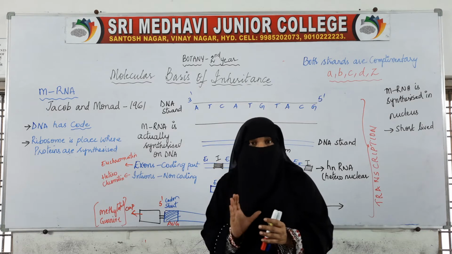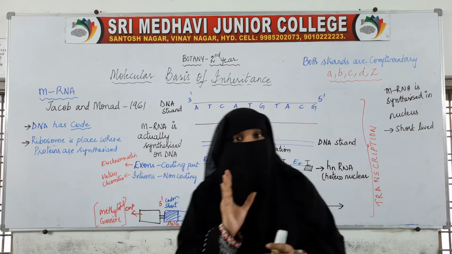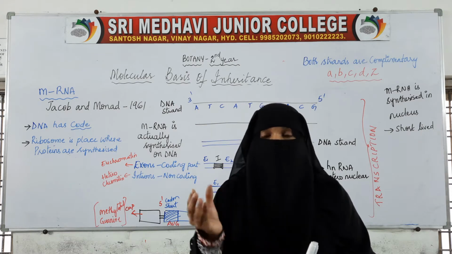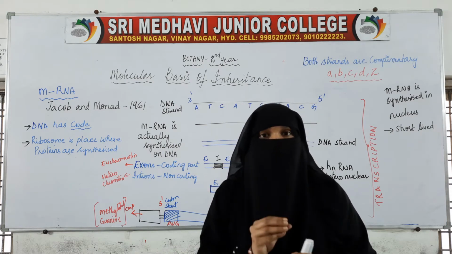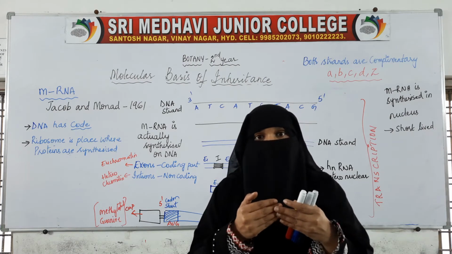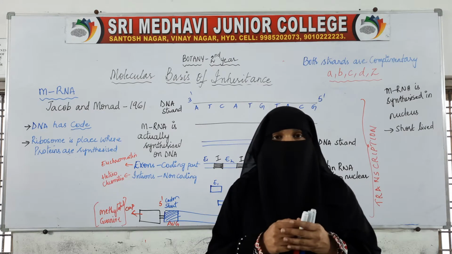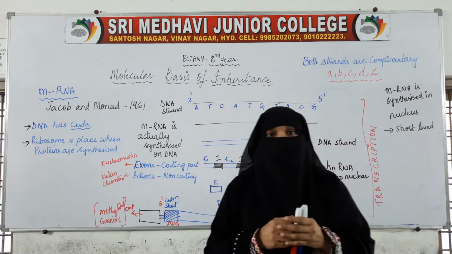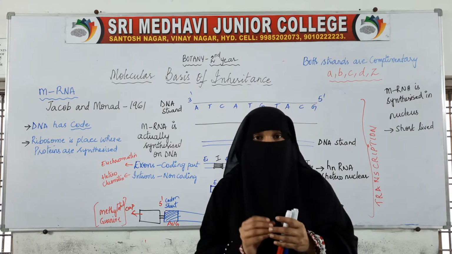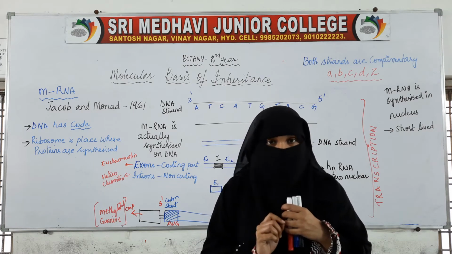DNA is the genetic material. It has the code. For synthesis of proteins DNA will give the code. That means by seeing the code, proteins will be synthesized. RNA will help in the formation of proteins, but what has to be made? Which type of protein has to be made? That code will be given by DNA.